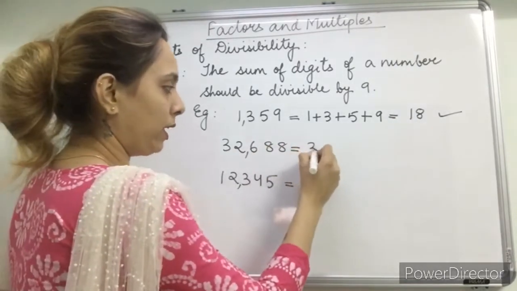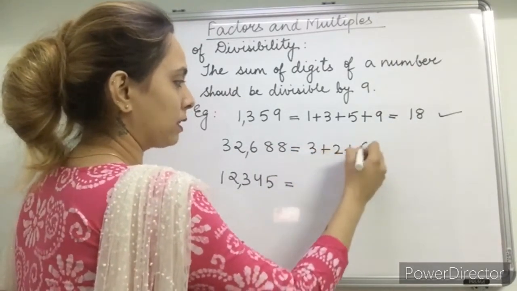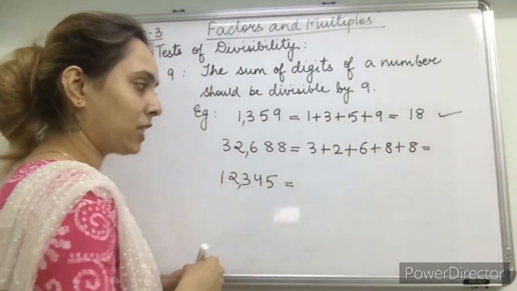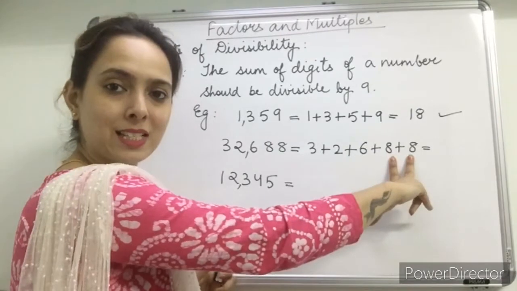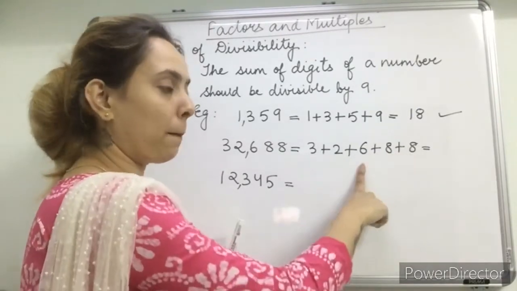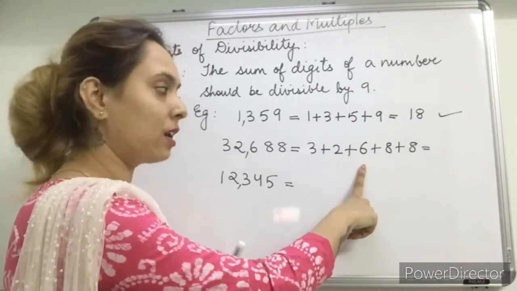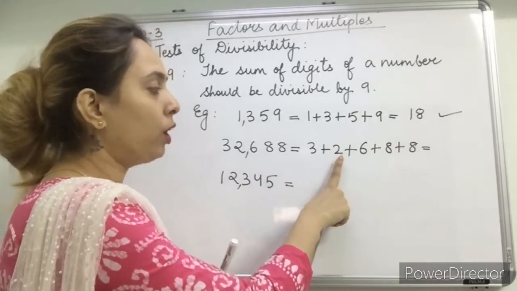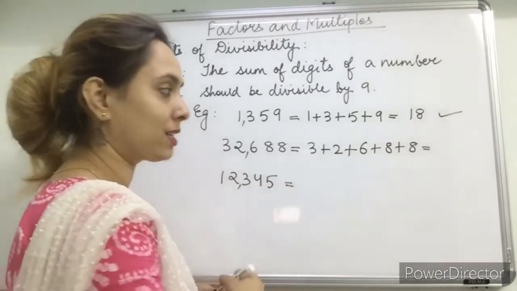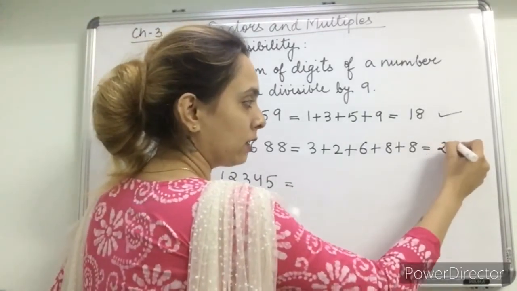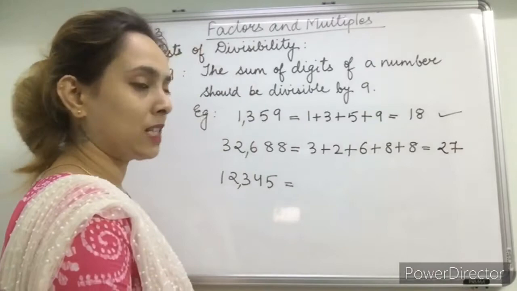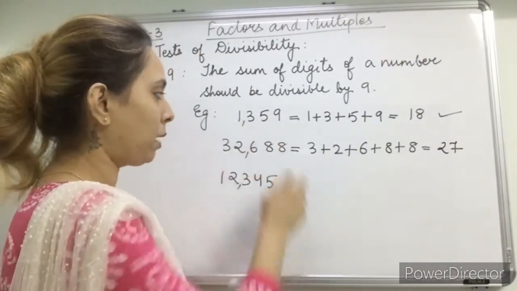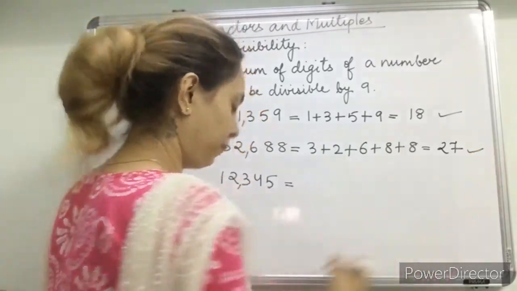Next, 3 plus 2 plus 6 plus 8 plus 8. So here 8 plus 8 is 16, 16 plus 6 is 22, 22 plus 2 is 24, 24 plus 3 is 27. So yes, 27 is divisible by 9. 9 threes are 27. So this complete number is divisible by 9.